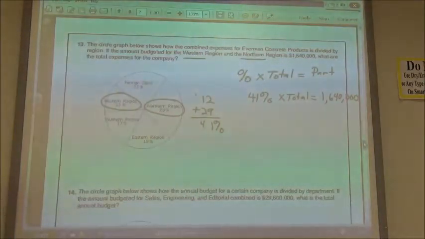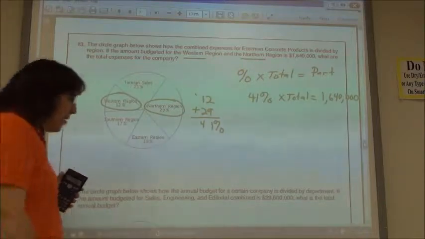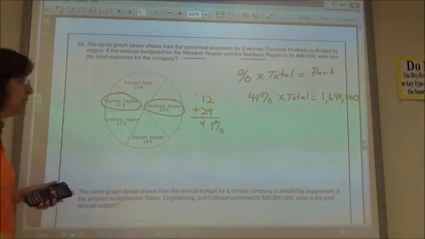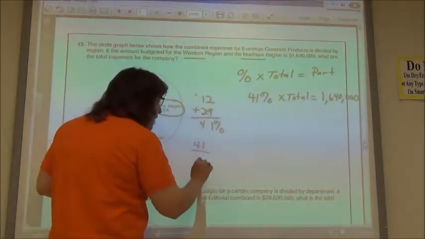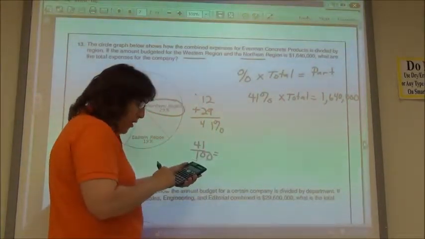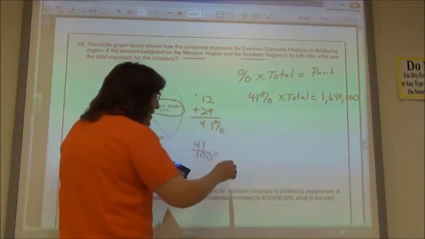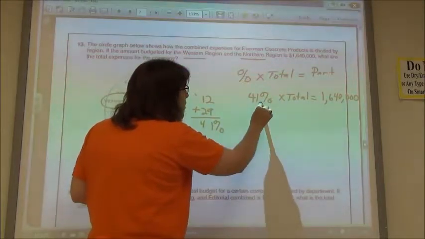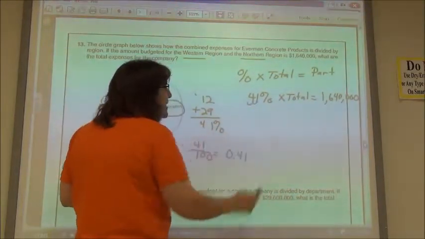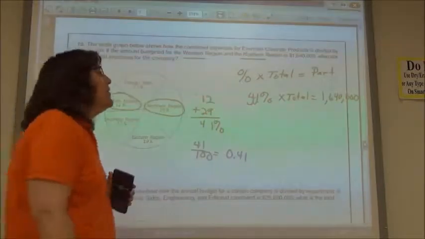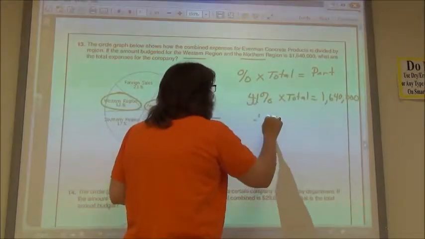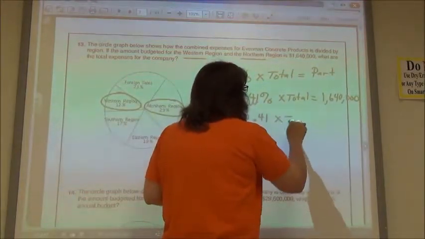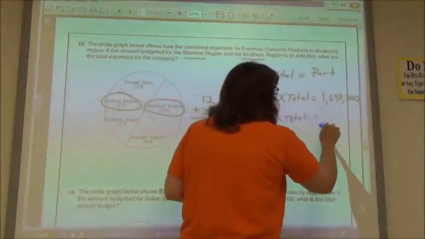Now when I'm working with percents, I don't put it in with a percent on my calculator. I have to change the percent to a decimal. 41% means 41 out of 100. 41 divided by 100 is 0.41. The easy way to change a percent to a decimal is take the decimal and move it back 2 places. You're dividing by 100. So if I move it back 2 places, we're using 0.41 times my total equals my part.